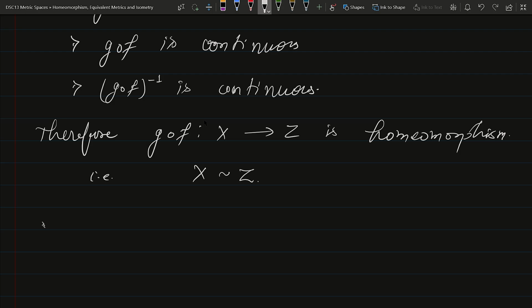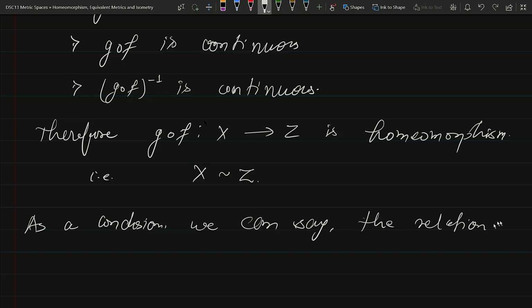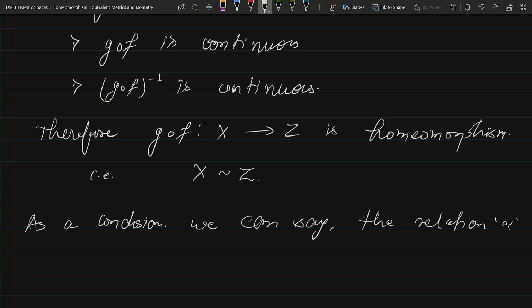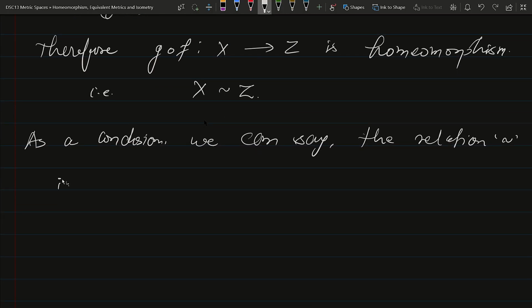Okay, as a conclusion we can say the relation, this one, is an equivalence relation. Okay.